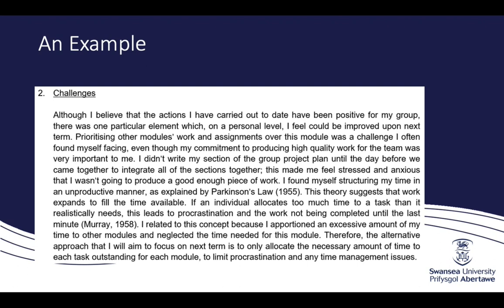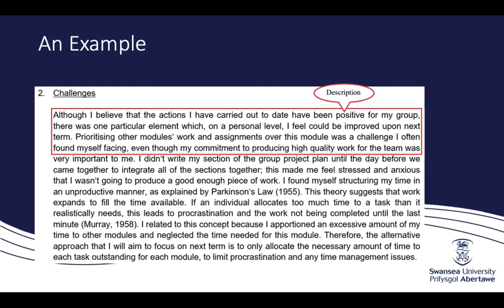So we've got an example here. I'm not going to read through all of this, but I just want to highlight some areas where this would meet the reflective competences that we've been talking about. The first bit there is the description, the what happened element of the Gibbs framework. Then we've got the feelings and emotions, and the sentence there: this made me feel stressed and anxious that I wasn't going to produce a good enough piece of work. I found myself structuring my time in, etc. So being honest about that experience.